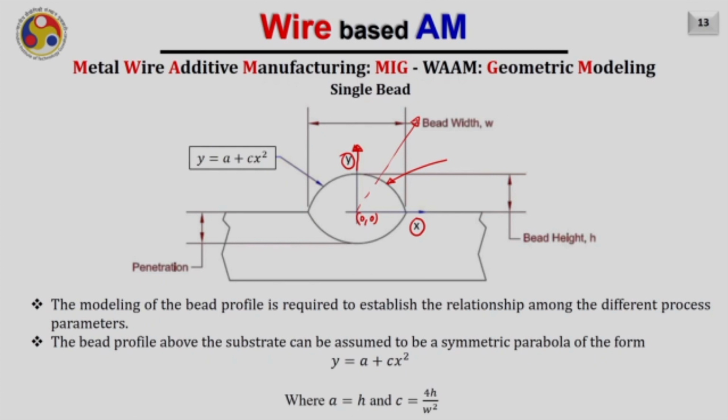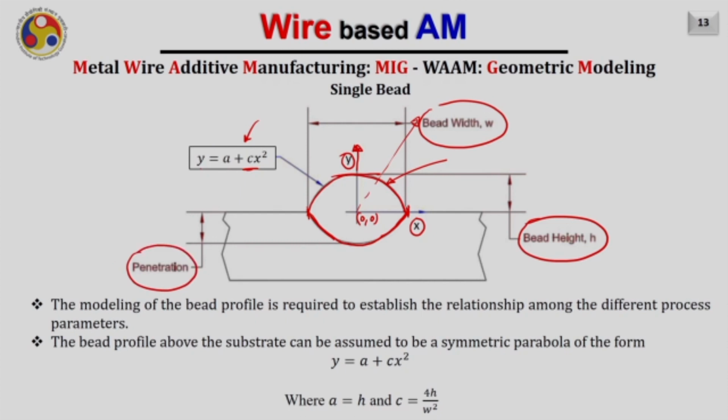Now in that case, I can write the equation of this curve, which I assume to be a parabola, as y equals a plus c x square. The maximum height of this parabola will be nothing but the bead height, and the width of this parabola on the substrate will be nothing but the bead width. Also, some portion of the substrate will also get affected, and that will be called the penetration depth.